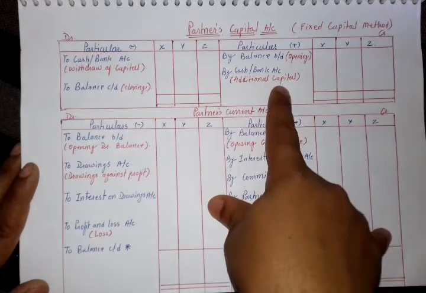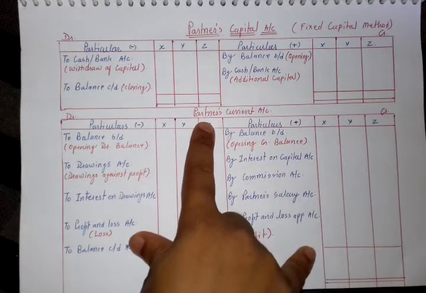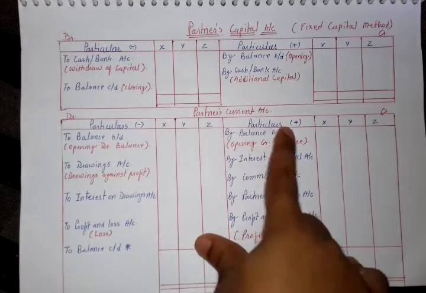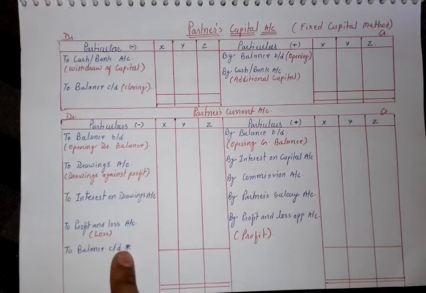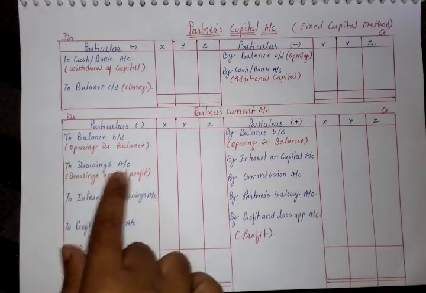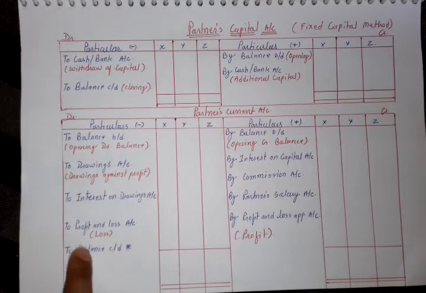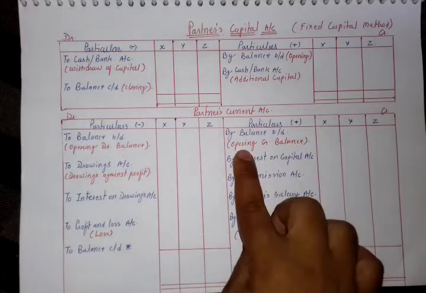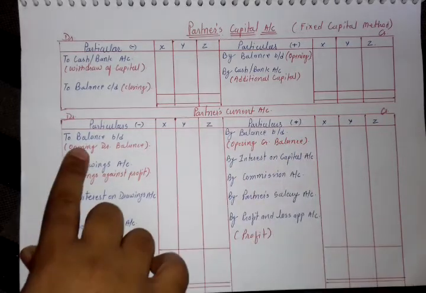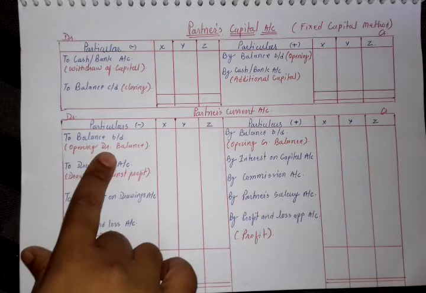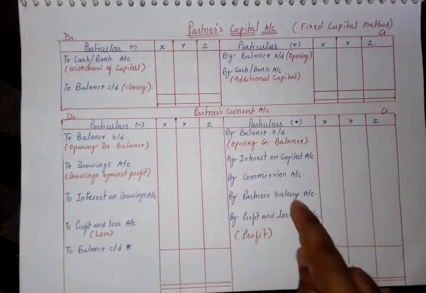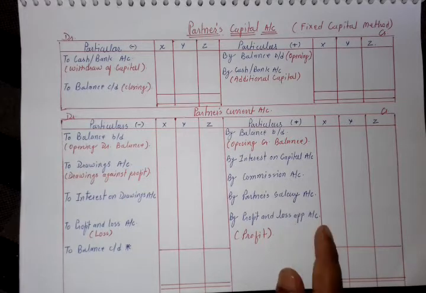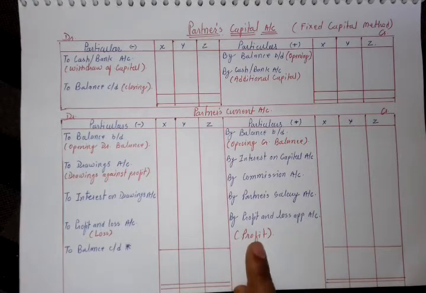It means additional capital. In the same way, in the partners' current account, plus means gain, and minus means loss or expense. To drawings against profit, and balance sheet, opening credit balance here, opening debit balance here. As usual, interest on capital, by commission, partner's salary, and profit and loss appropriation account profit here. Okay, is that clear?